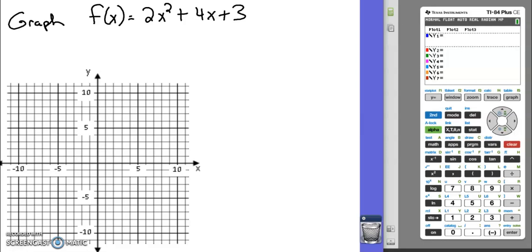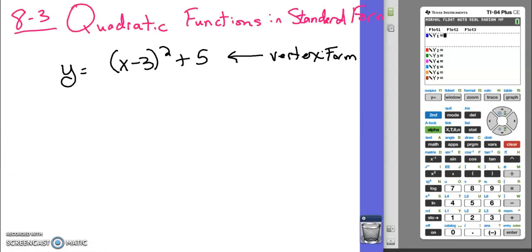This is 8.3, the quadratic functions in standard form. And what we're going to do is look at a couple equations and learn how to graph it in standard form. But let's talk about what standard form is.